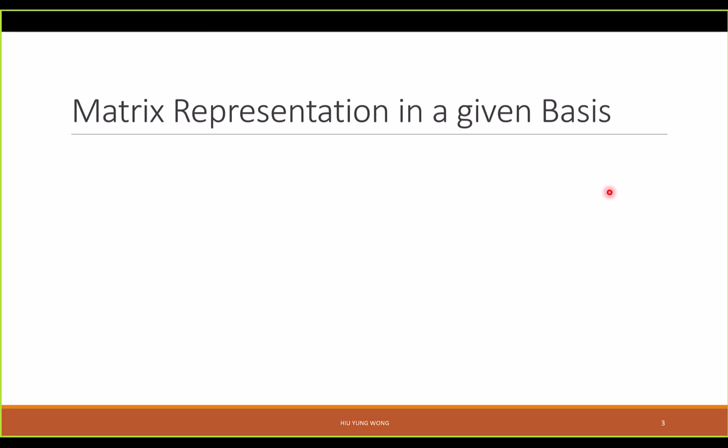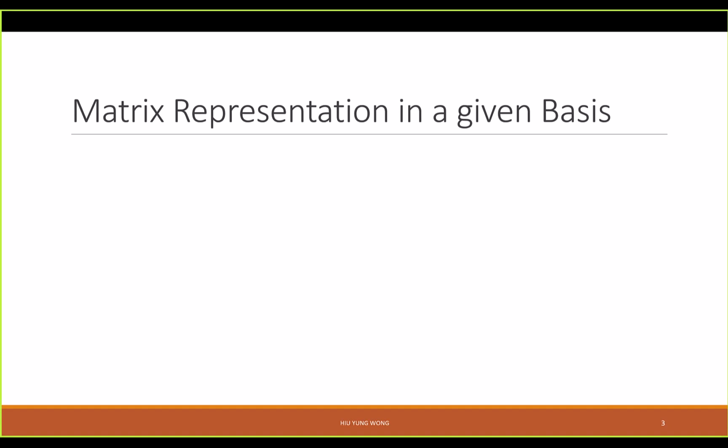If you are given a matrix and a basis, how do you represent the matrix in that basis? That is what I want to talk about. What does it mean? It means that I say, okay, represent something in the sigma z basis, which is 0 and 1.